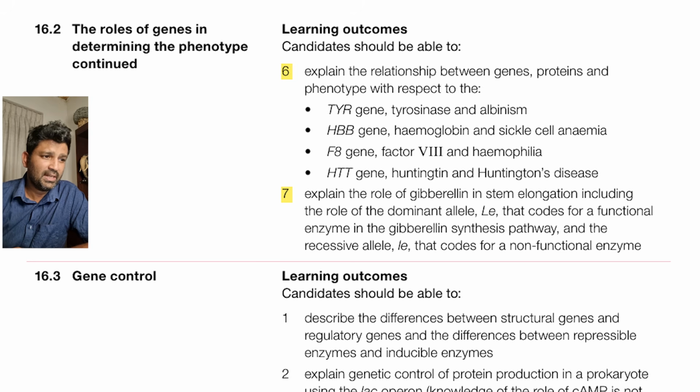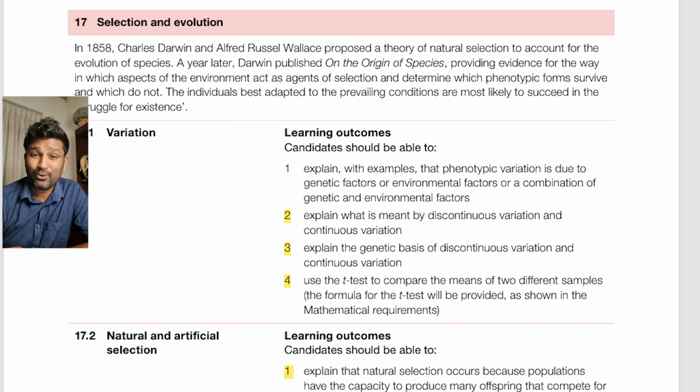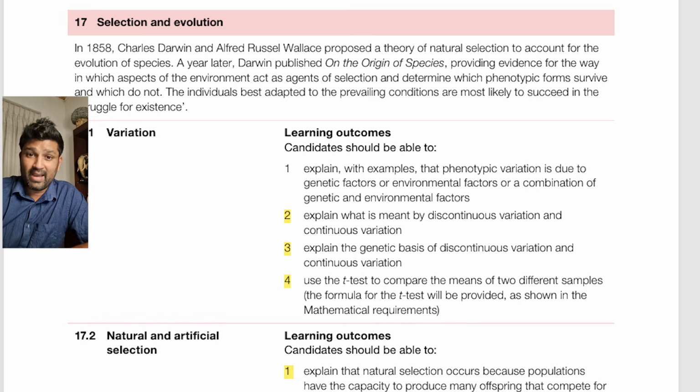Then when it comes to selection and evolution, there was an interesting question about evolution in a very recent paper. This was in October, November 2025, I believe. Nevertheless, you still would want to know what variation is, and you should be able to talk about both continuous and discontinuous variation. I know it sounds easy, but ask yourself, do you know how to define this? Do you know any examples of both of these types of variation? And what causes these variations as well?